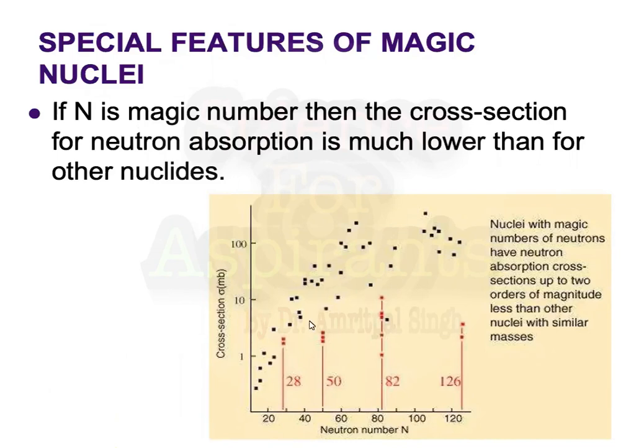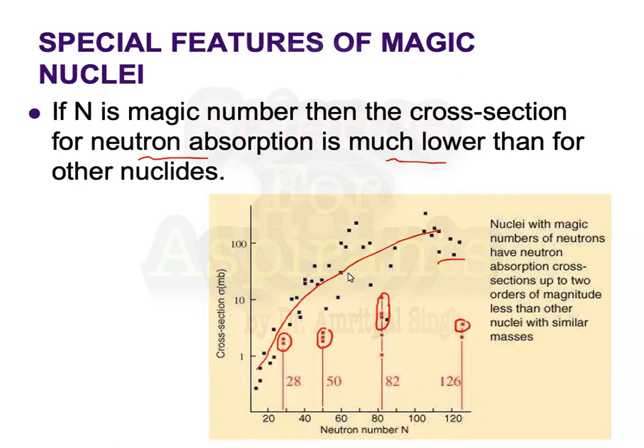Now if you check this graph, it shows that the cross section for neutron absorption is much lower for some nuclei. If this is the trend of the graph, you can see it is increasing. But these nuclei lie below the graph. So their absorption cross section is very low as compared to their neighboring particles.